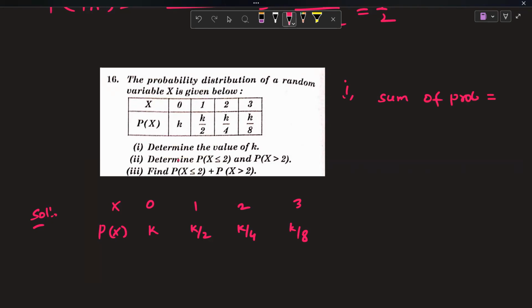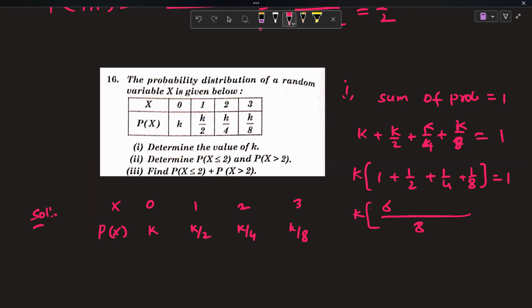Sum of probabilities is equal to 1. Sum of probabilities means k plus k by 2 plus k by 4 plus k by 8 is equal to 1. So k is a common factor: 1 plus 1 by 2 plus 1 by 4 plus 1 by 8. Can you tell me how much this will be? 8 is the LCM: 8 plus 4 plus 2 plus 1.